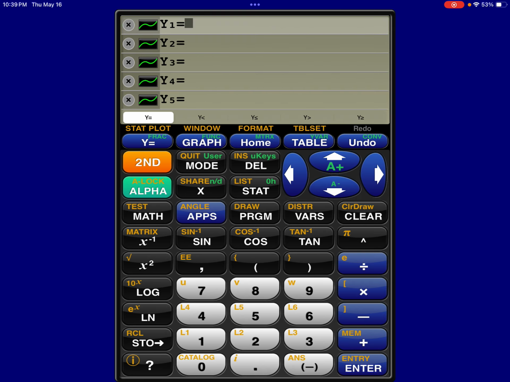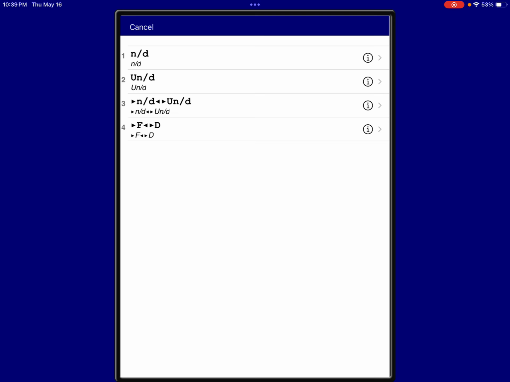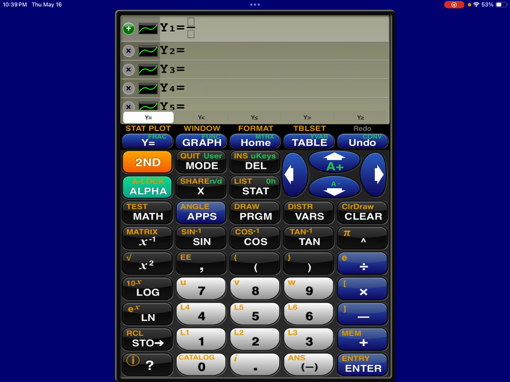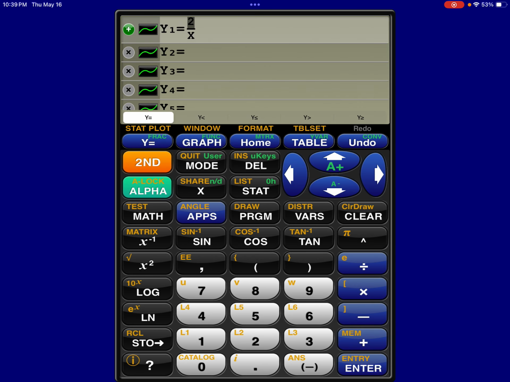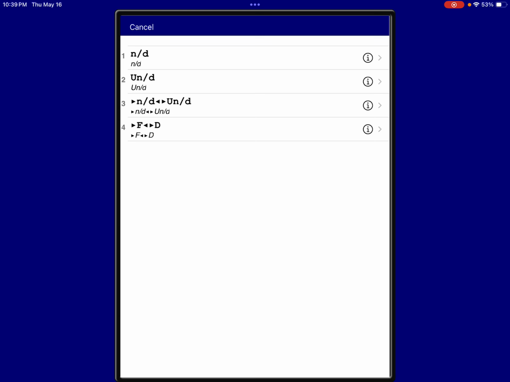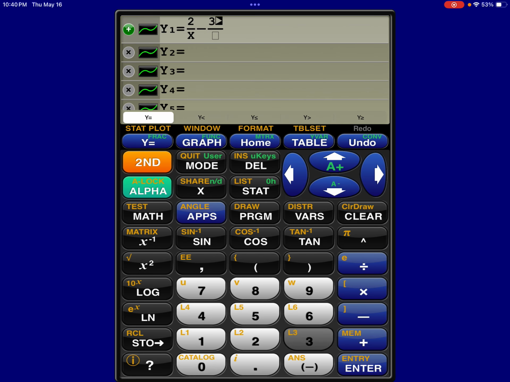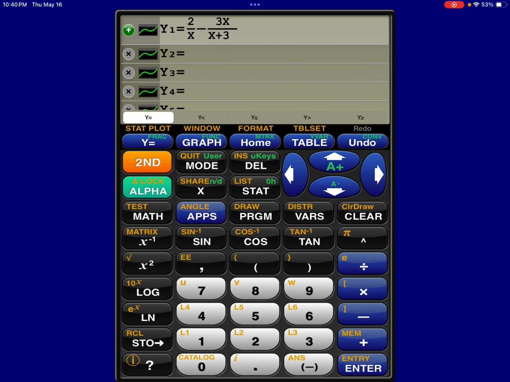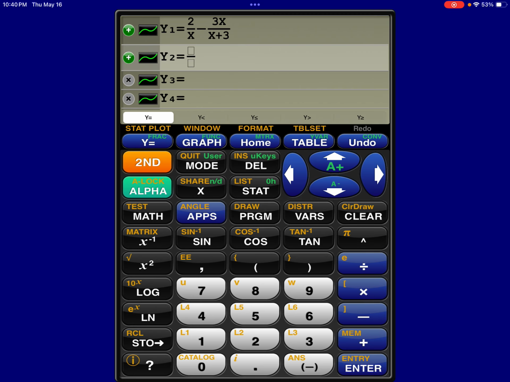I'm going to go to my y equals. I'm going to plug this in exactly the way that I see it on the left side, which is 2 over x minus 3x over x plus 3. And on the right side, I just have x over x plus 3.